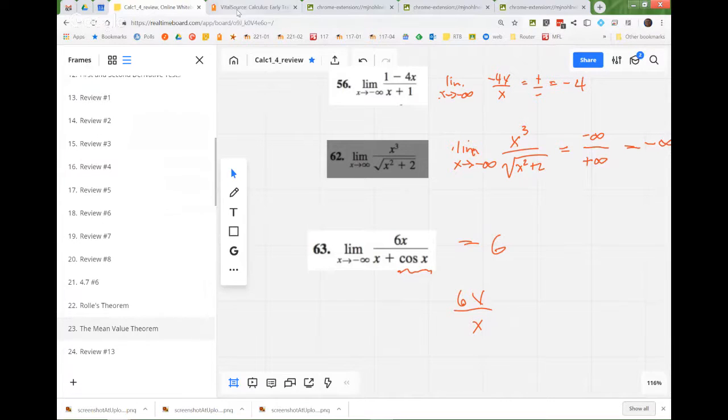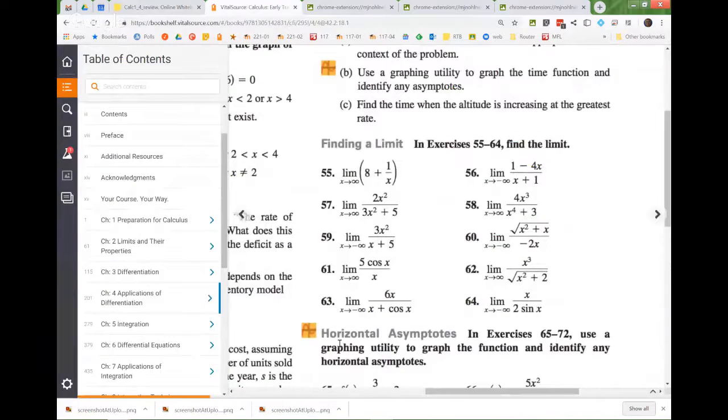Let's see, going back to that page. Okay, so could we do 61? Sure.